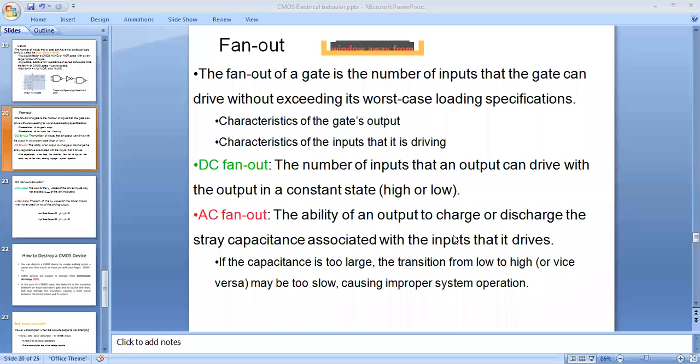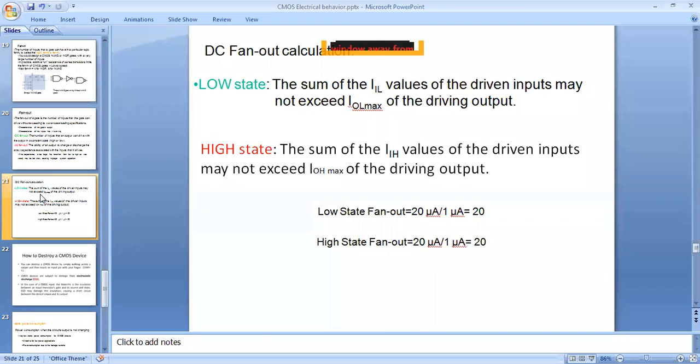In case of DC fan out, our circuit output must be constant, that is either in high state or low state. So at that time, the number of inputs driven by the circuit is considered as fan out, DC fan out. I think you understand AC fan out and DC fan out. After that, how do we calculate fan out? So in the next slide, we discuss how we calculate fan out.